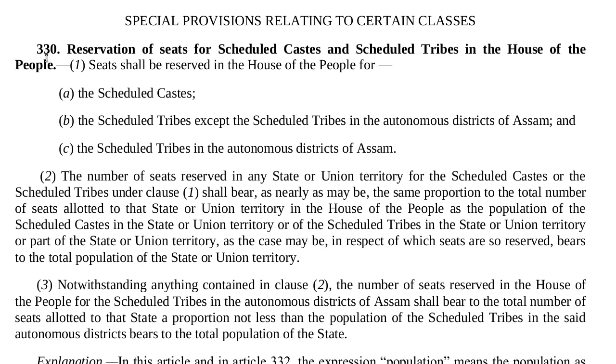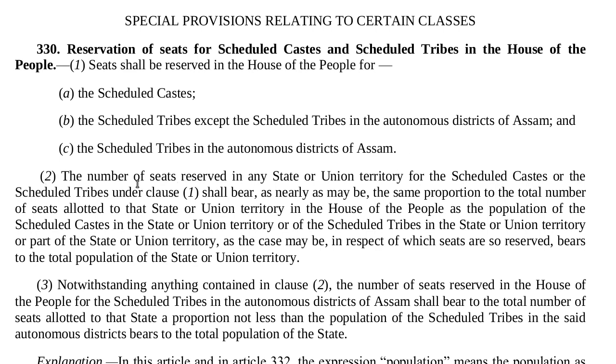Article 330. Reservation of seats for Scheduled Castes and Scheduled Tribes in the House of the People. 1. Seats shall be reserved in the House of the People for (a) the Scheduled Castes, (b) the Scheduled Tribes except the Scheduled Tribes in the autonomous districts of Assam, and (c) the Scheduled Tribes in the autonomous districts of Assam.